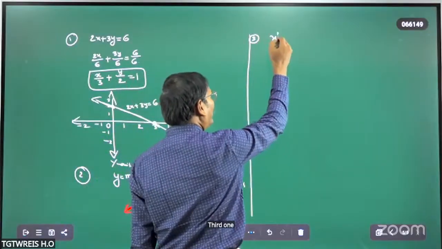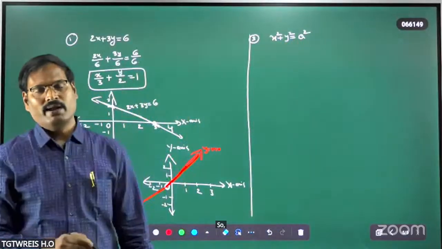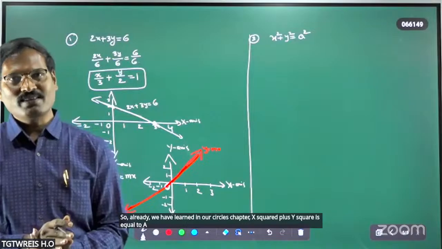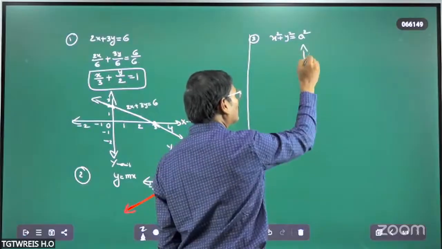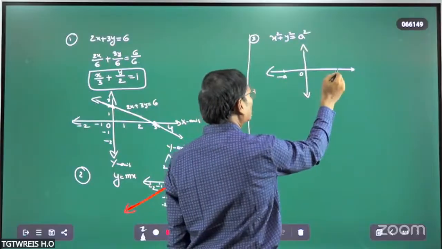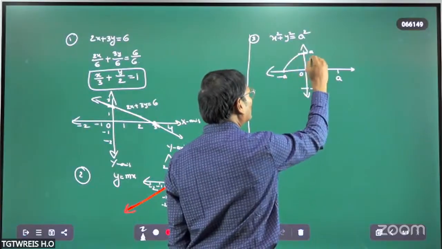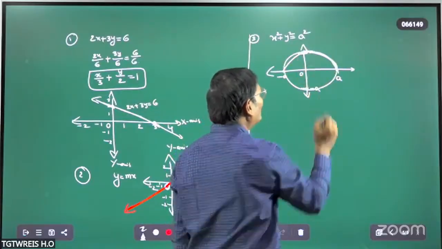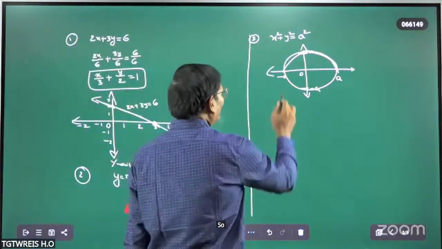Third one, x square plus y square is equal to a square. Already we have learned in our circles chapter, x square plus y square is equal to a square always represents a circle, no? It does not look like a circle, but consider it as a circle. So this is the circle.